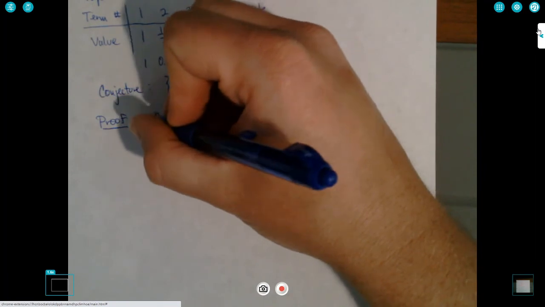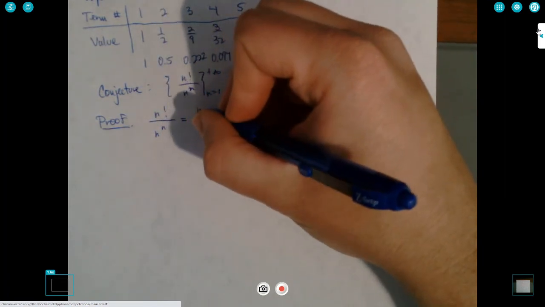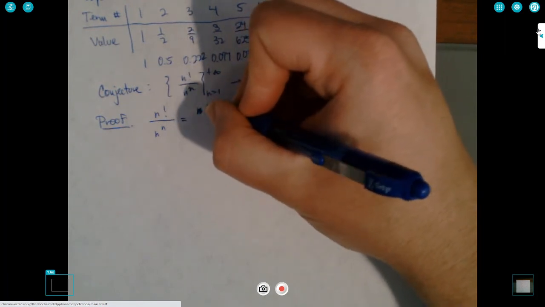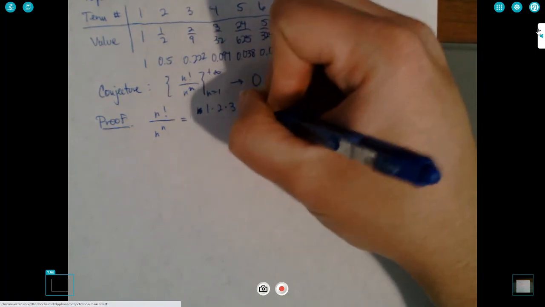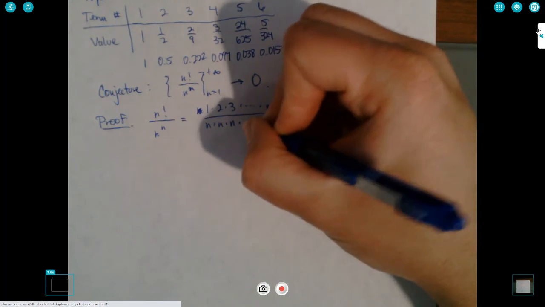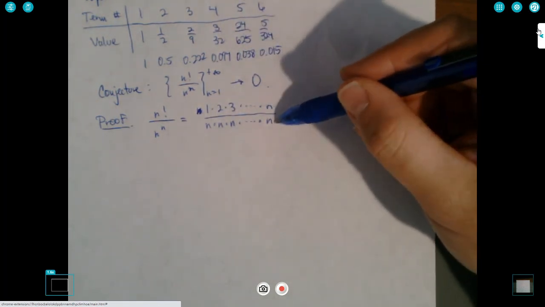So notice that n factorial over n to the n is going to be... well, n factorial we can write as, actually, let me write it the other way. I'm going to write it as 1 times 2 times 3 and so forth, all the way up to n. N to the n, on the other hand, is just n times itself n times. So that's going to be n times n times n and so forth, all the way up to n. The number of terms up here matches the number of terms down there.